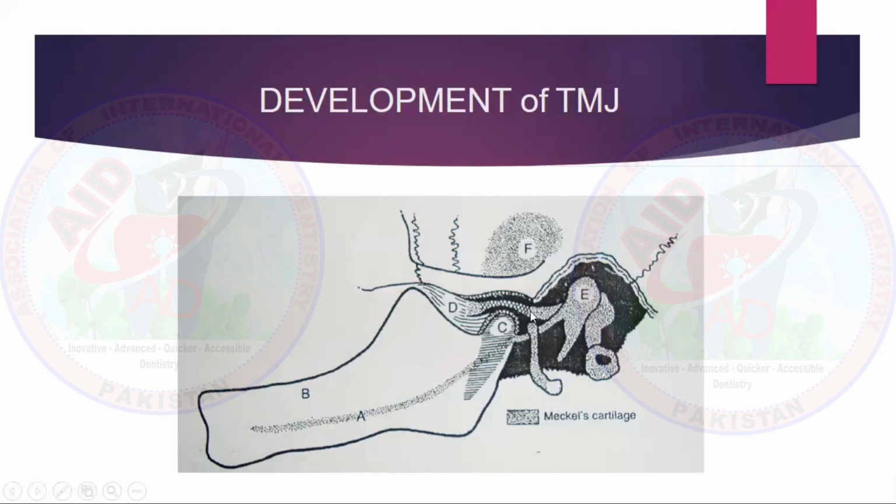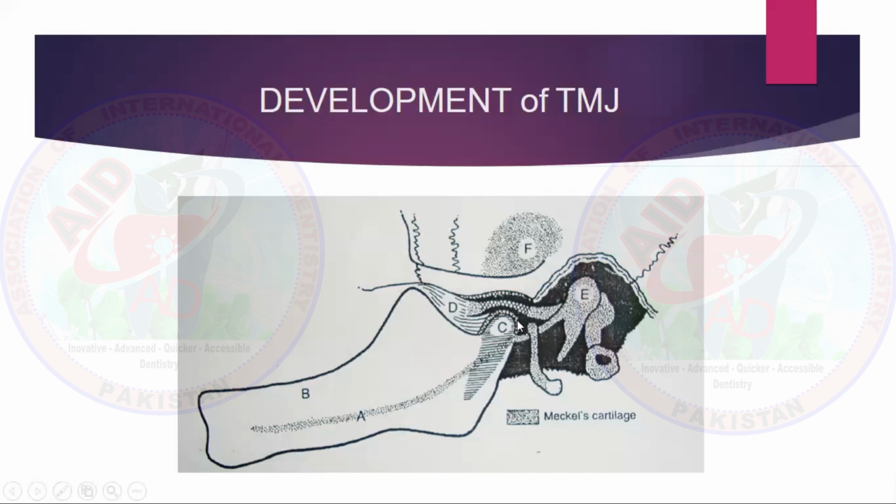meniscus. So try to understand here that the incus has the orientation of attachment to the disc, while the malleus has the orientation of attachment to the Meckel's cartilage or the sphenomandibular ligament. Get the concept very clear that this portion of the middle ear is indirectly attached to the condylar disc as well as to the sphenomandibular ligament, or the remnant of the Meckel's cartilage.